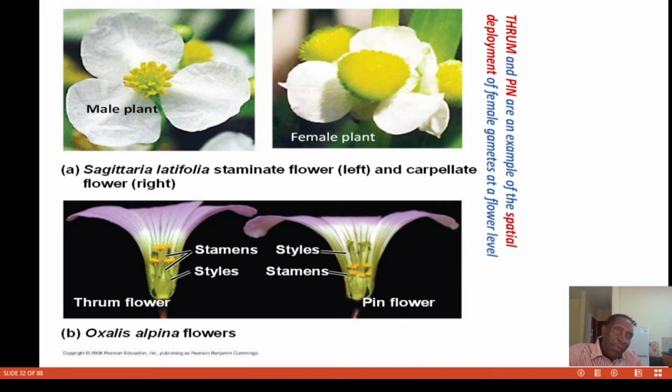So you can see an example of thrum and pin. Really, they are an example of the spatial deployment of female gametes at a flower level. You can see the happy examples, and they are common in oxalis. Oxalis is a very common flower seen during the rains, even at Ubongo campus.